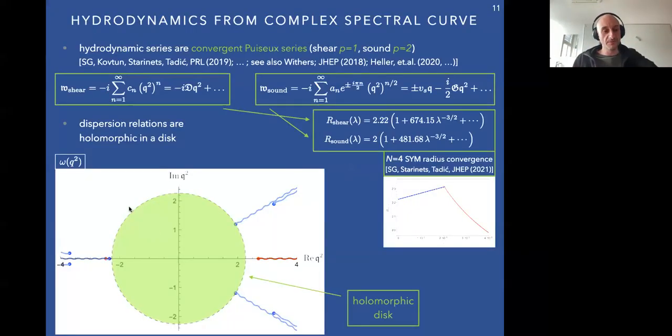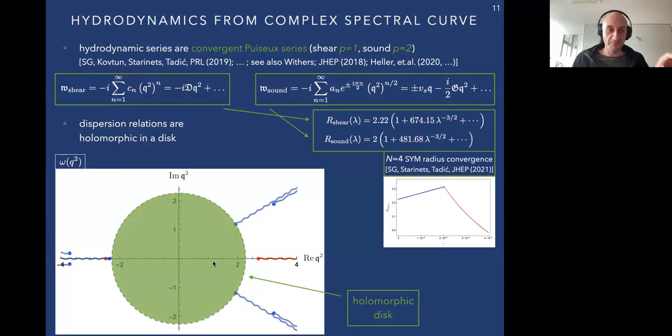And if you now plot the complex analytic structure of the dispersion relation, omega as a function of q squared, so this is now the complex q squared plane, there's a holomorphic disk. All right. So it's convergent in q up to something where something terrible happens to it, i.e. when it collides with something. So these collisions are reflected in branch points, so the nearest branch points lie on the boundary of the disk of convergence, okay? And they limit convergence, and then things happen.